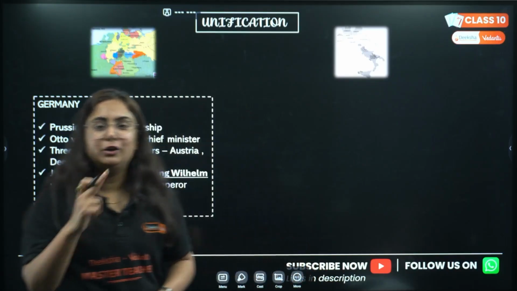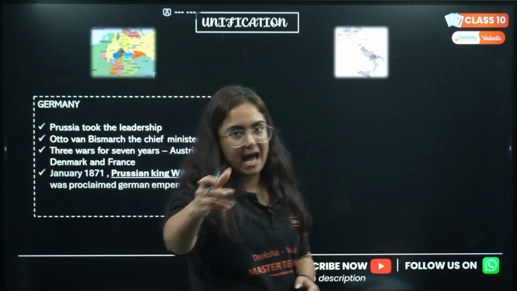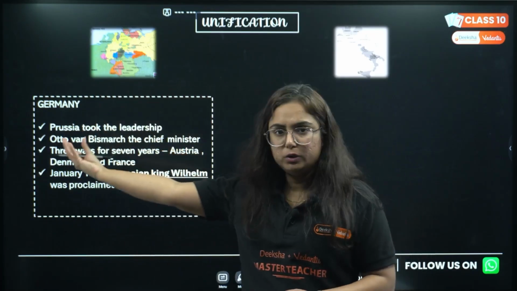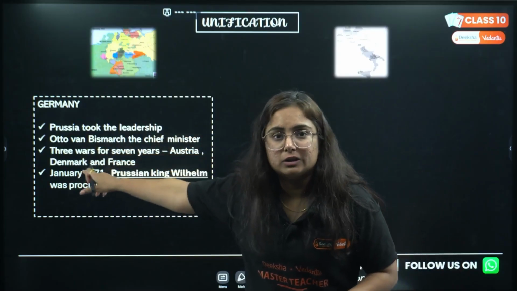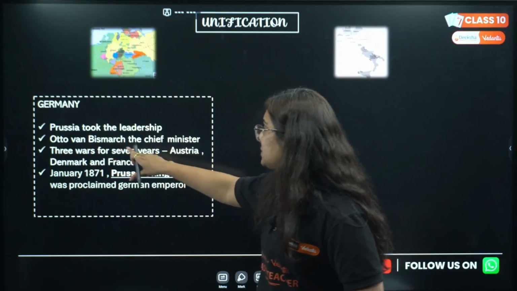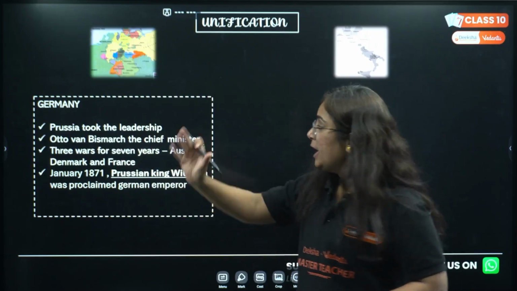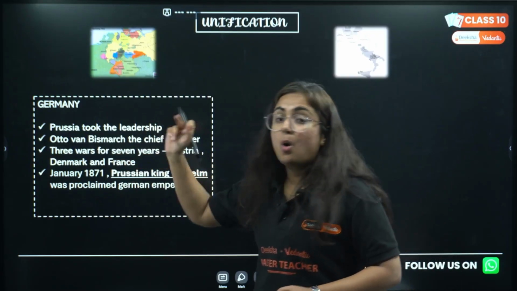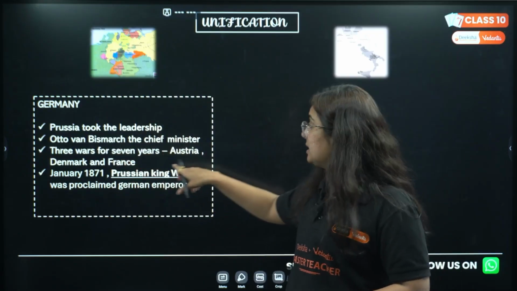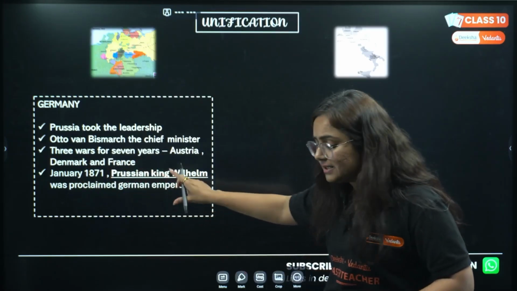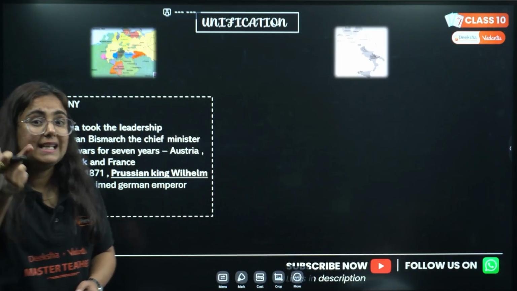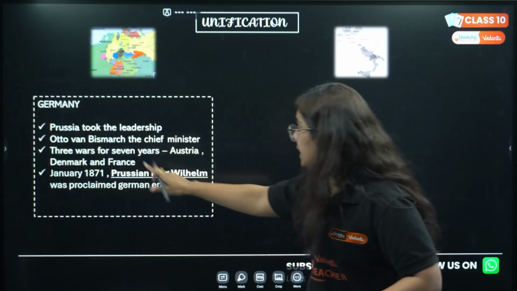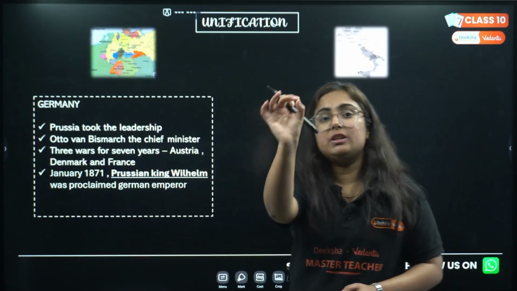Now we have the unification of Germany. So as practice was done in the customs union and the Frankfurt Parliament, but it failed. This is the time Prussia took the leadership. Otto von Bismarck is the main person. He fought three wars in seven years with Austria, Denmark and France, and finally in January 1871, Prussian King Wilhelm was proclaimed the German Emperor.